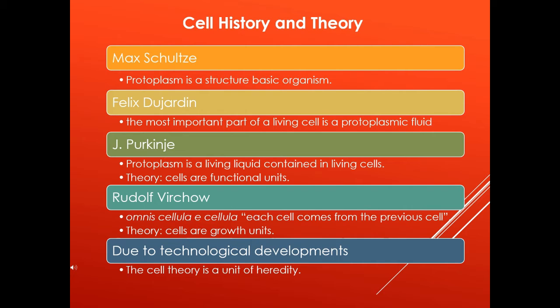From Max Schultze, the protoplasm is a structure of basic organism. And then the next is Felix Dujardin. He stated that the most important part of a living cell is a protoplasmic fluid. The third is G. Purkinje. He stated that protoplasm is a living liquid contained in living cells, and the theory is cells are functional units.